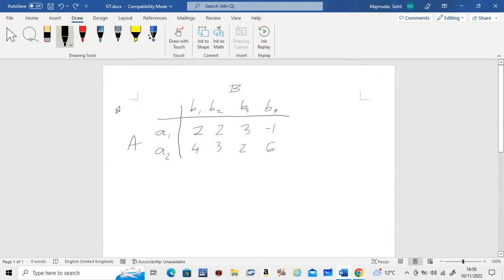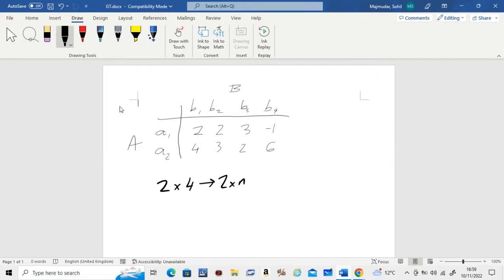Hello, in this video we're going to learn how to solve game matrix, which is of the form 2 cross n or m cross 2. If you look at this matrix, the size of this matrix is 2 rows and 4 columns, so 2 by 4. So this is of the form 2 by n.